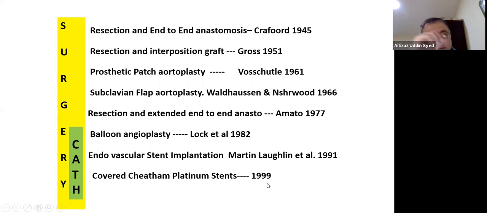And now there are stents which can be put in children, maybe around 10, 15 kg of weight. And then they can be further dilated in the course of time. They can be dilated up to a normal 20 millimeter diameter of the descending aorta. So cath has started to overlap with the surgical correction, and I think the technology is improving.